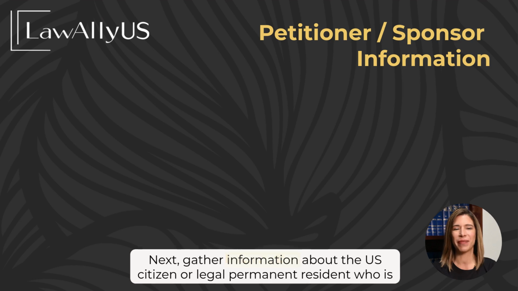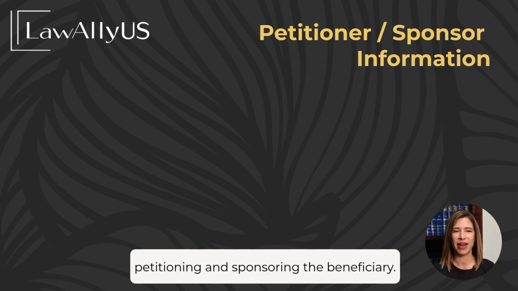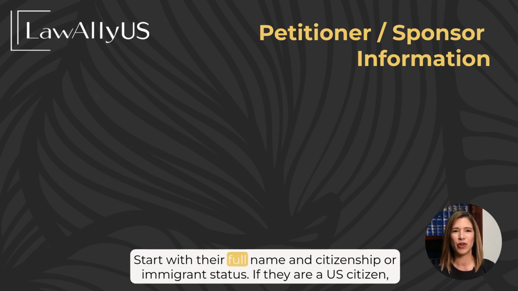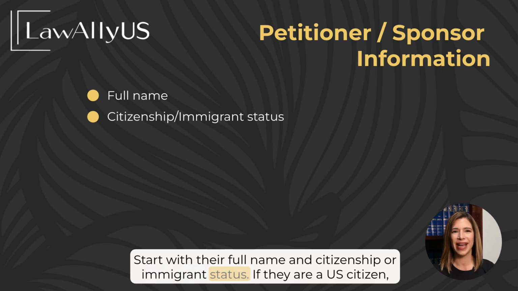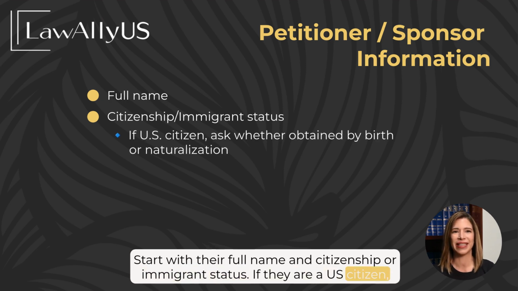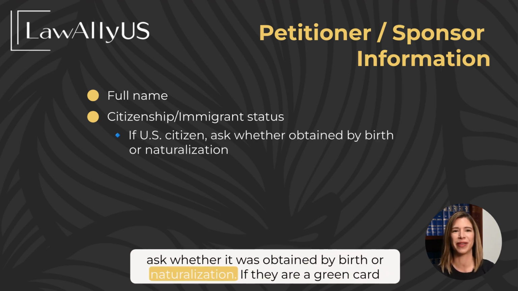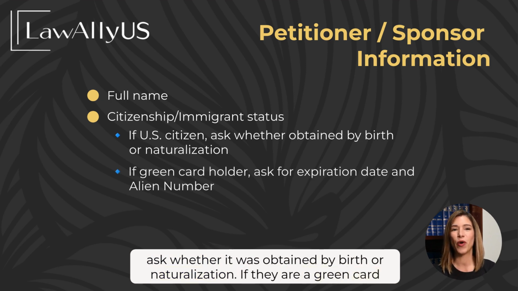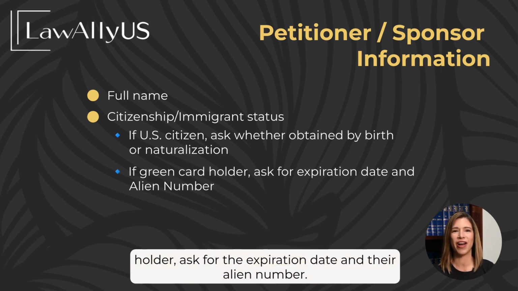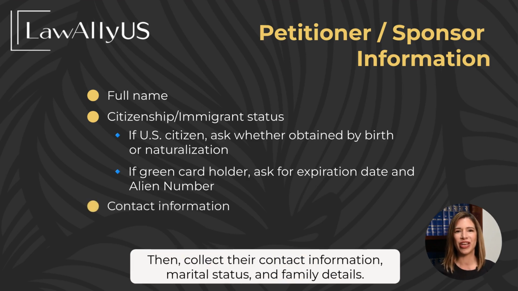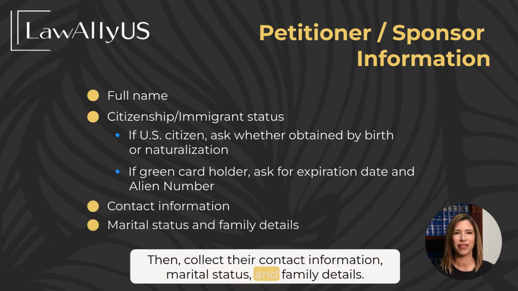Next, gather information about the U.S. citizen or legal permanent resident who is petitioning and sponsoring the beneficiary. Start with their full name and citizenship or immigrant status. If they are a U.S. citizen, ask whether it was obtained by birth or naturalization. If they are a green card holder, ask for the expiration date and their alien number. Then collect their contact information, marital status, and family details.